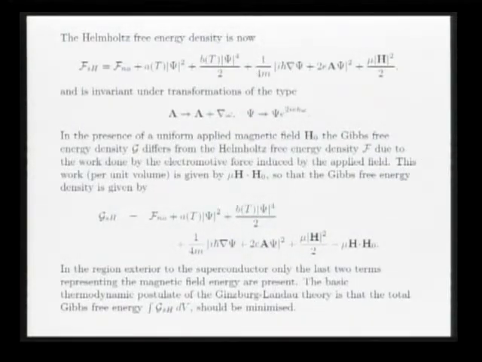So this is the Helmholtz free energy density. In the presence of a magnetic field, if I want to work out the Gibbs free energy density, the difference between those two is the work done by the EMF induced by the applied field. What that means is I've got to add one extra term, which is the magnetic field dot the applied field. This is how the applied field gets into the free energy density. So instead of just having this mu mod h squared, I end up with an h dot h naught, where h naught is the applied field.